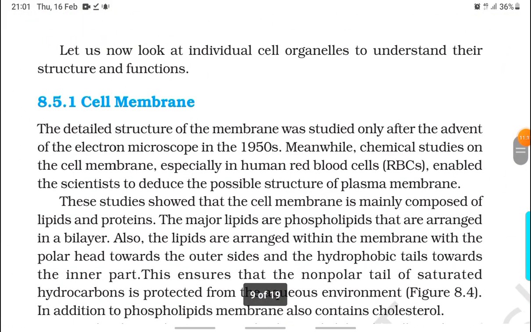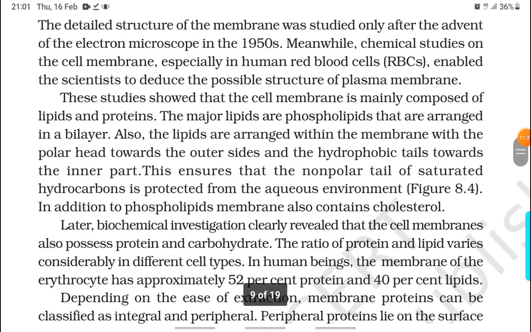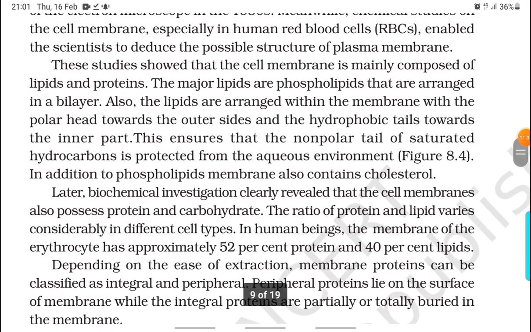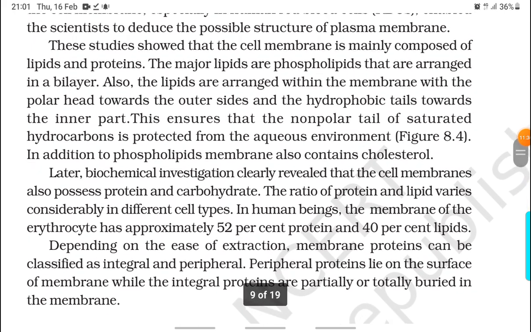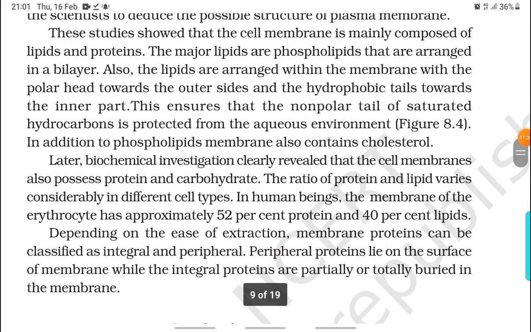Let us now look at individual cell organelles to understand their structures and functions. Cell membrane. The detailed structure of the membrane was studied only after the advent of the electron microscope in the 1950s. Meanwhile, chemical studies on the cell membrane, especially in human red blood cells (RBCs), enabled scientists to deduce the possible structure of the plasma membrane.